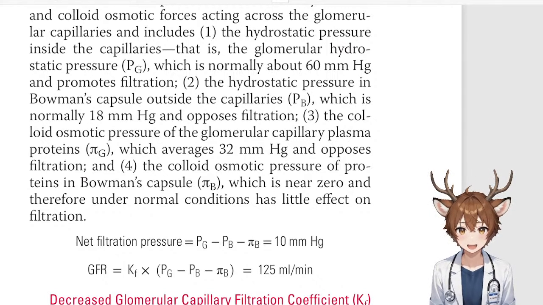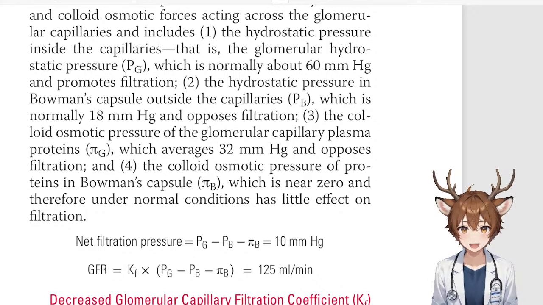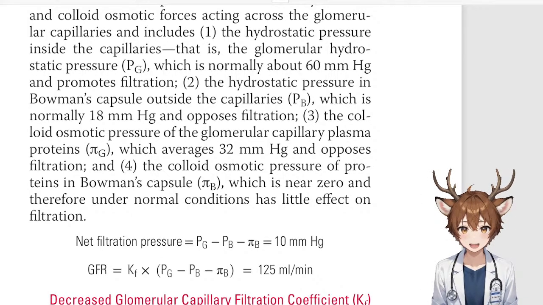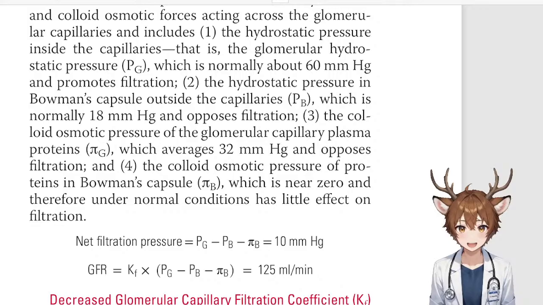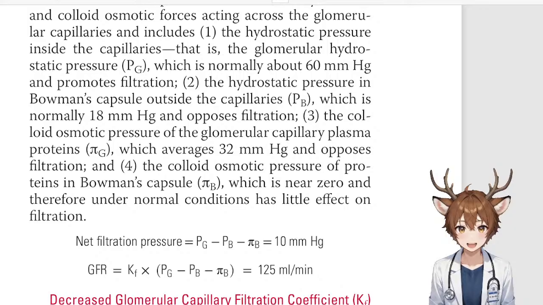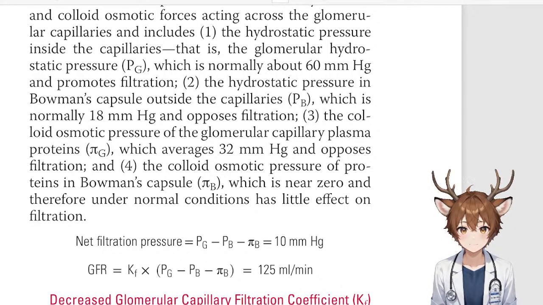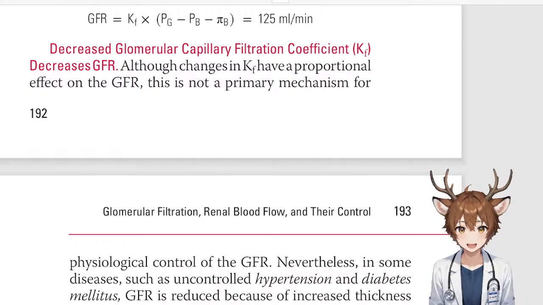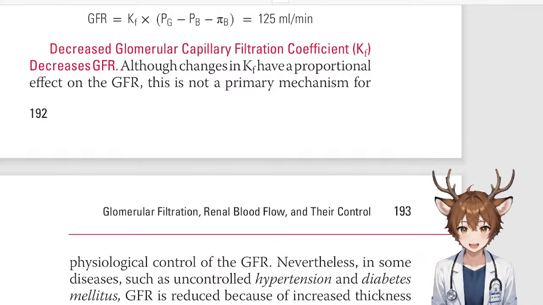Net filtration pressure equals Pg minus Pb minus pi b, equals 10 mmHg. GFR equals Kf times, in parentheses, Pg minus Pb minus pi b, end parentheses, equaling about 125 milliliters per minute. Decreased glomerular capillary filtration coefficient, Kf, decreases GFR.